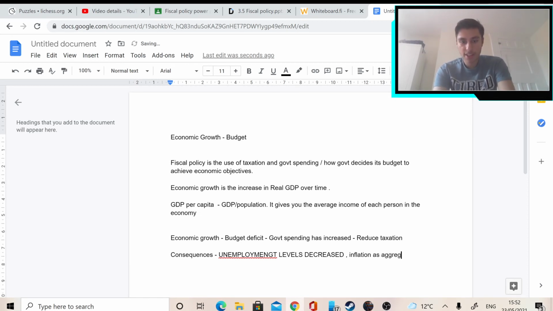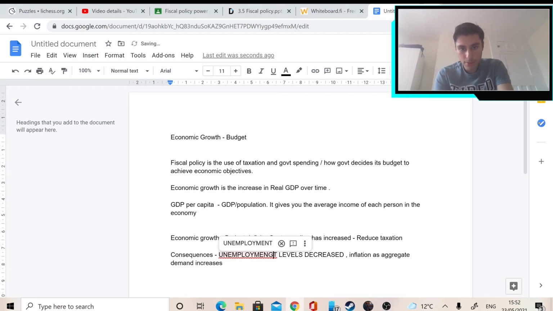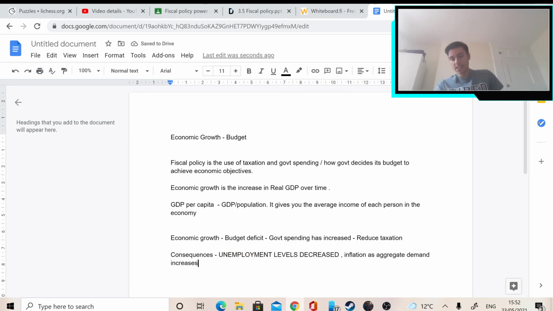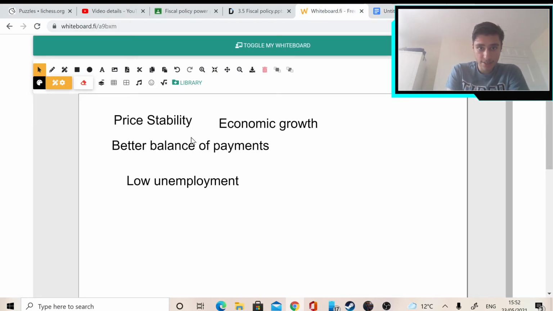Inflation as aggregate demand increases. Sorry about that. And of course, more jobs were created. What other were the factors? Yeah, better balance of payments, low unemployment, but you have to compromise with price stability.